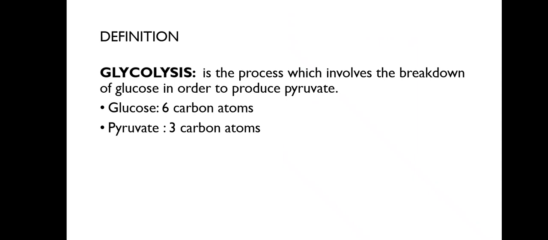So the definition here, just like I had said in the introduction: glycolysis basically is the process which involves the breakdown of glucose in order to produce a pyruvate molecule. You and I know very well that glucose is a 6-carbon atom molecule. It contains 6 carbon atoms. Then this molecule that we're producing, which we call pyruvate, has got what? 3 carbon atoms, in case they ask you that question.